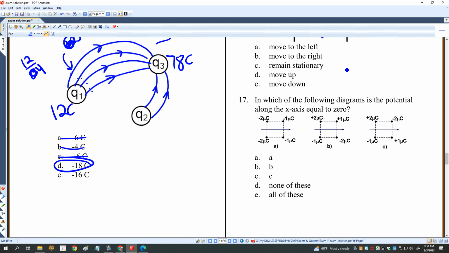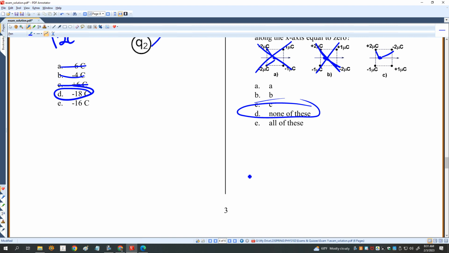Which of these is the potential zero? Okay, so I'm looking along this line. Where's the potential 0? I want a situation so that equal and opposite charges are the same distance. But notice here I don't have any equal and opposite charges. Here, the equal and opposite charges are different distances. And then here, likewise, they're different distances. So none of these. D is the right answer for number 17.